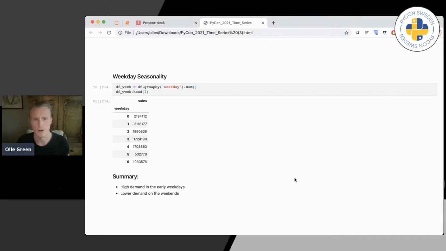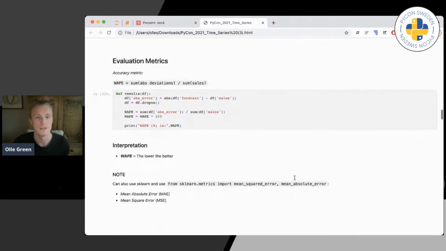Summary: high demand in early weekdays, lower demand in the end of the weekdays. And it seems to be a consecutive trend. So we can see some sort of weekly seasonality that we want to use for our analysis. We then take up some evaluation metrics.